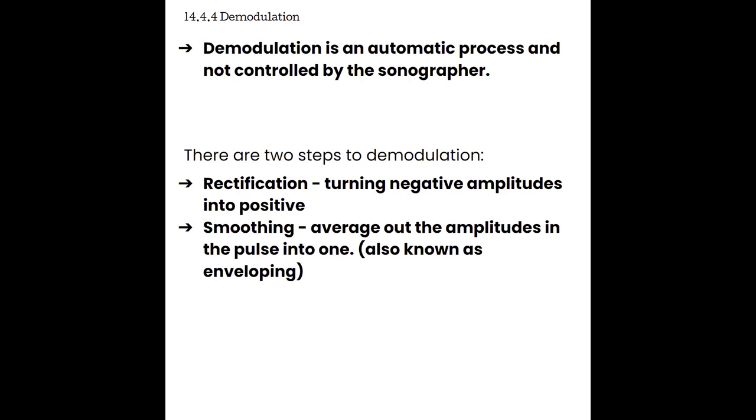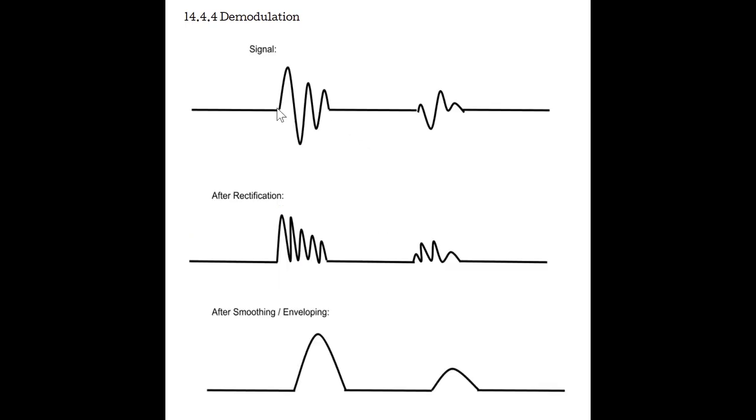There are two steps to demodulation. The first one is rectification, where it flips negative amplitudes into positive. The last one is smoothing, where it averages out the amplitudes into one. Smoothing is also known as enveloping. If this is our original signal coming in from the transducer, it's gone through amplification, compensation, and compression. Now it's at its demodulation function.